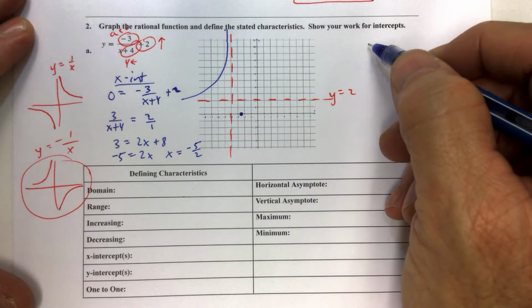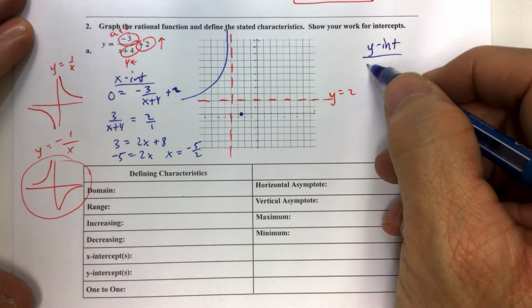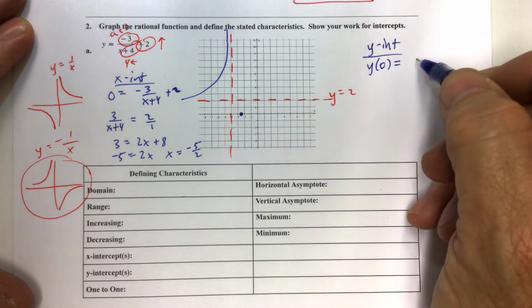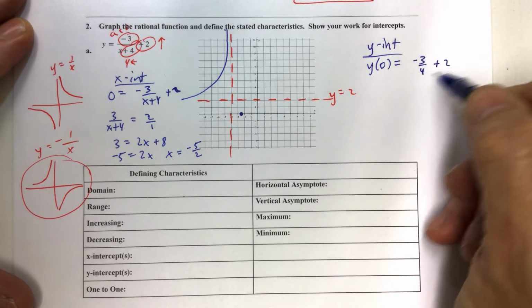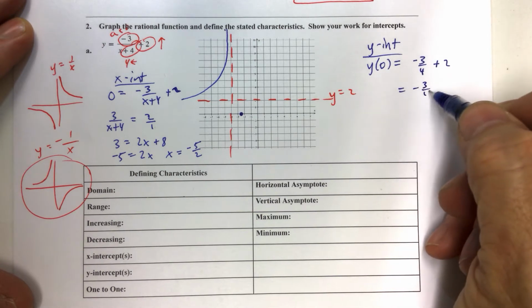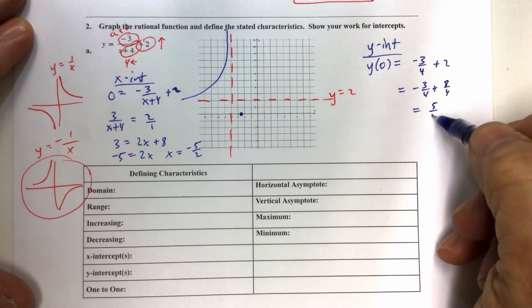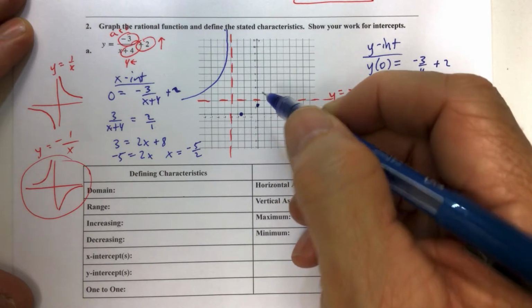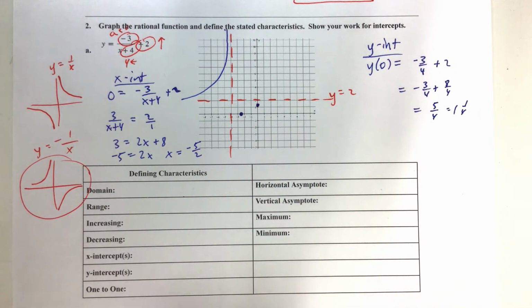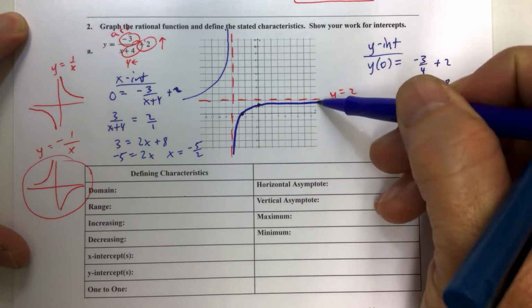And if we want to find the y-intercept, we're going to let x equal 0. So y when x is 0 is equal to negative 3 divided by 0 plus 4, and then plus 2. So negative 3 fourths plus 2, which is plus 8 fourths, that's 5 fourths. That's 1 1/4. Alright, so 1 1/4 is right about there. So that enables us to draw the graph over here if we want to get specific about it.